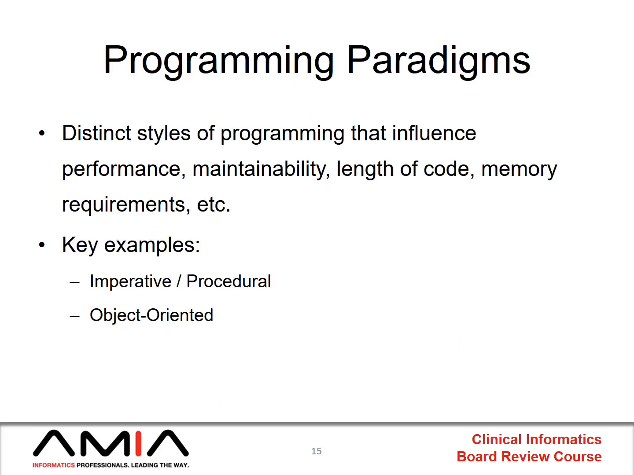So how do you program a computer? Well, first of all, you have to choose what's called a programming paradigm. The way you organize your code typically falls into a couple of buckets: imperative/procedural, and something called object-oriented. We'll go through both, and they're quite different. The choice of this programming paradigm is really what influences the performance of your code, how maintainable it is, how long the code is, the memory requirements, and so on.